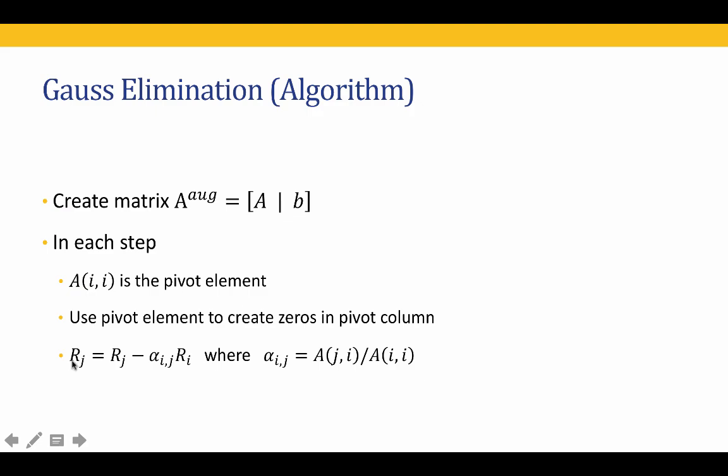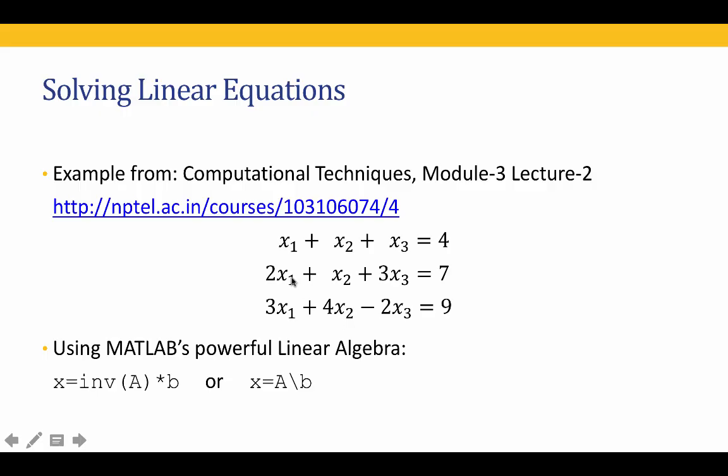Row 2, the new row 2 is going to be the old row 2 minus alpha times row 1, where alpha is A21 divided by A11. A21, which is 2, divided by A11, which is 1. So that's going to give alpha as equal to 2, and row 2 minus 2 times row 1 is going to be our first step.